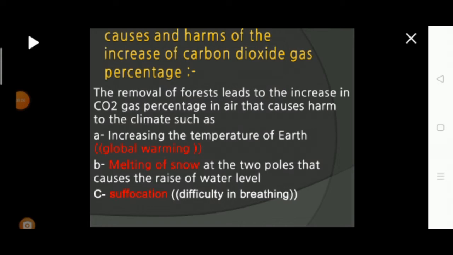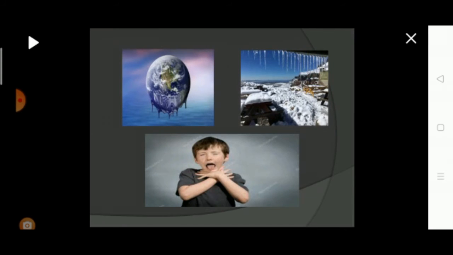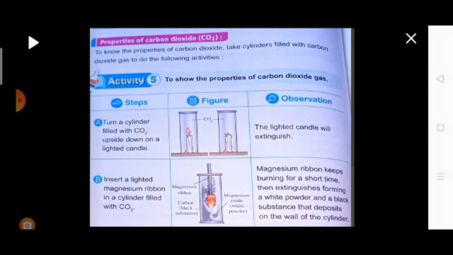Thirdly, suffocation. What is the meaning of suffocation? Suffocation is difficulty in breathing in humans. It occurs when carbon dioxide gas percentage increases above a mean value. It will cause suffocation. As you see, this is global warming due to the increase in the temperature of the earth due to the increase in carbon dioxide gas percentage, and melting of snow in the polar regions, which will cause the water level to rise, and suffocation, as you see in the third picture.